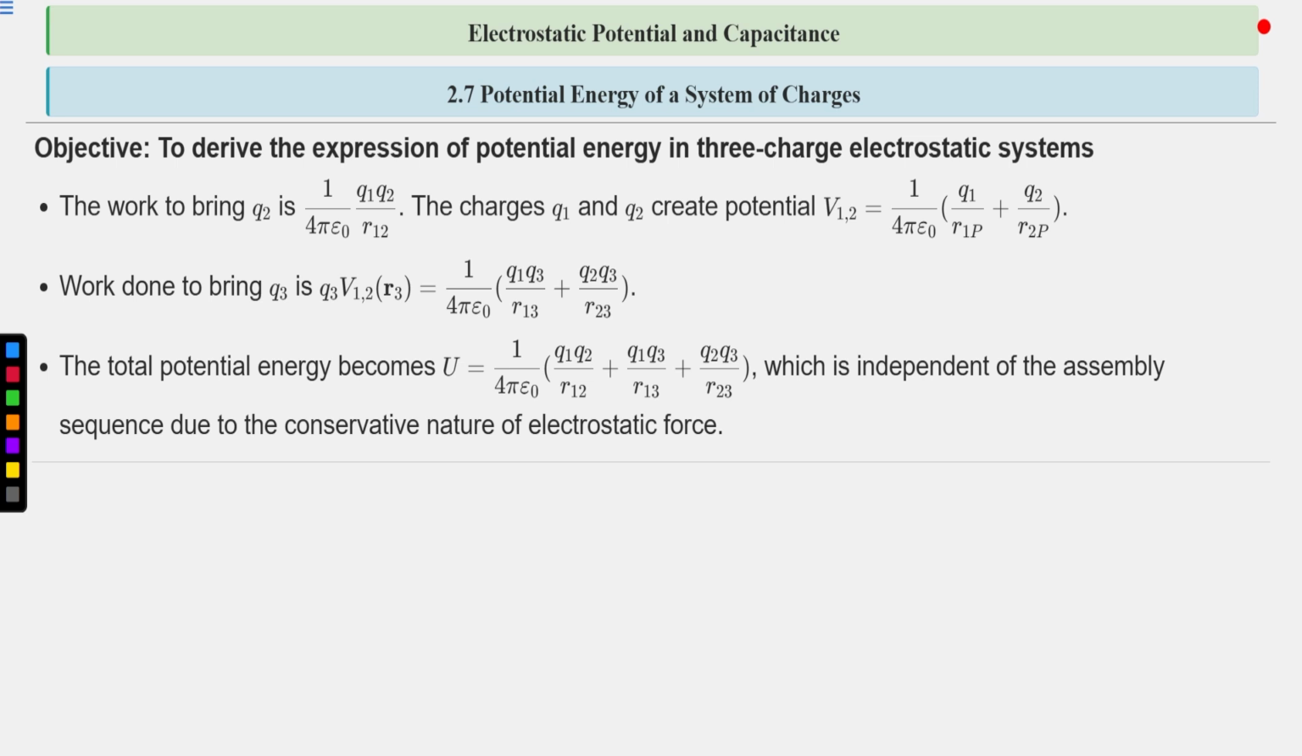which is independent of the assembly sequence due to the conservative nature of forces. Again, what does this mean? Which is independent of the assembly sequence. This means that we are not concerned with the path or sequence. It is not necessary that Q1 charge is brought first, or that Q3 charge is brought first. We can bring any charge in any sequence. We can bring charge Q2 first, then Q3, then Q1, any sequence. It is sequence independent, also path independent. We are only concerned with the final configuration.